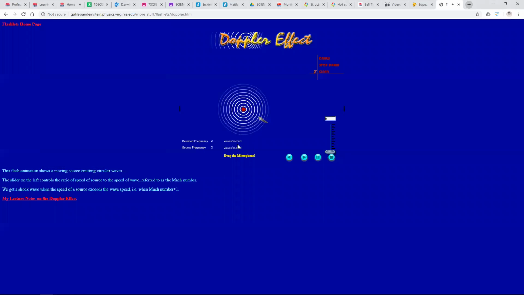All right, it does have a frequency of 2. So let's see what happens as we move this over here. So that's the source, the frequency is 2. Let's see what's the detected frequency as it moves towards it. So we're going to travel at 40% the speed of sound. Let's do that.